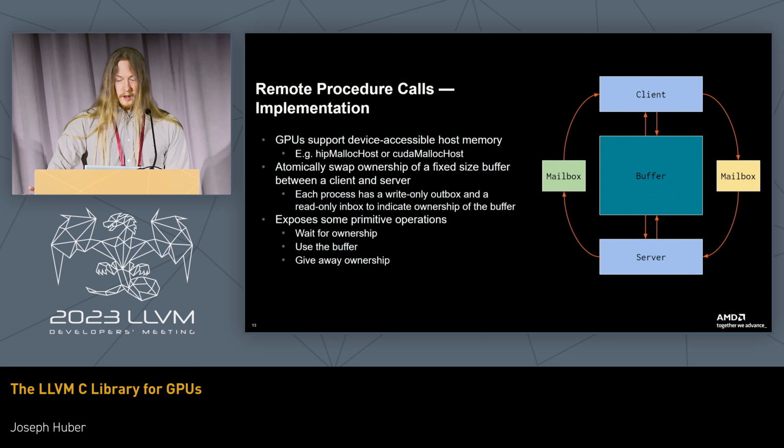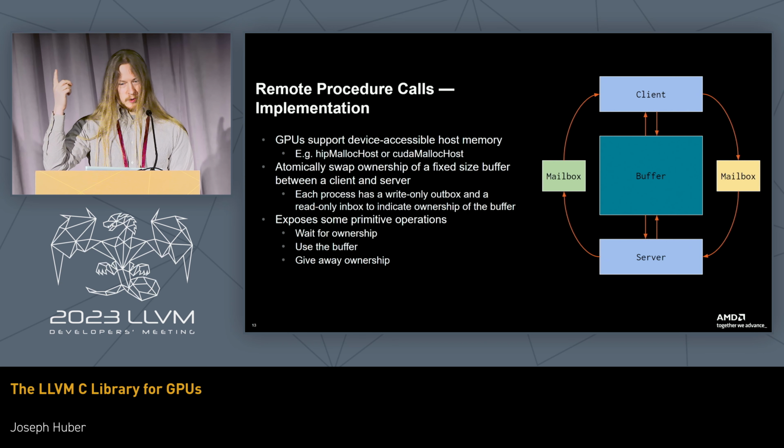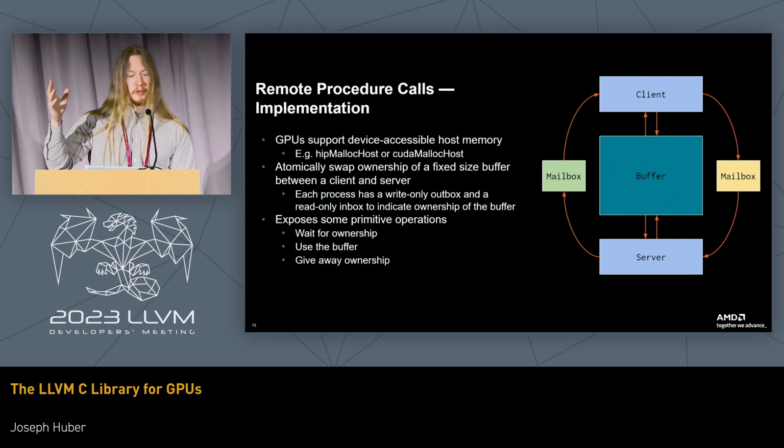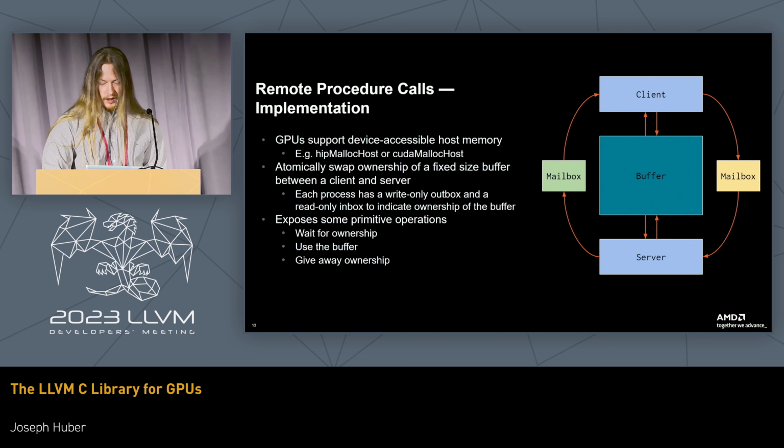So pretty much, if you have these mailboxes, one side says, hey, I want to give you ownership of the buffer, and then the other side can say, hey, I want to give you ownership of the buffer. Given that, we can atomically wait until we own the buffer, use the buffer, and then give it back to the other side. That's pretty much all you need conceptually to say, I want the server to do something. I just give it some value, it waits until it has it, and then it gives me the result back. It's pretty simple.